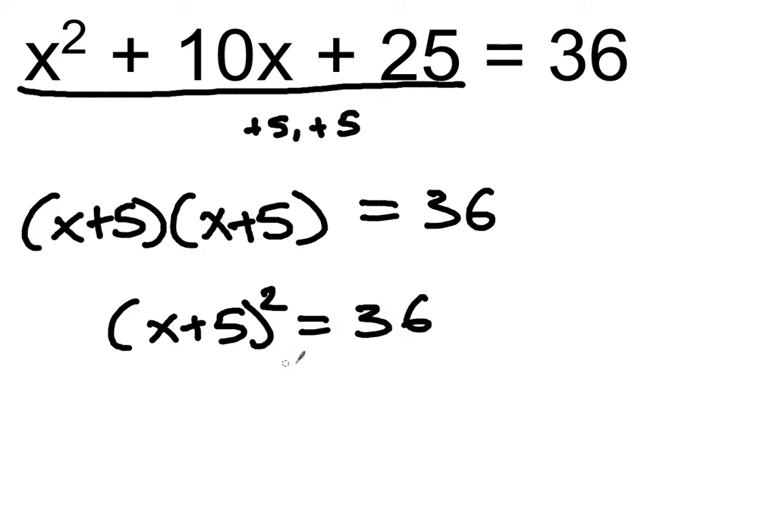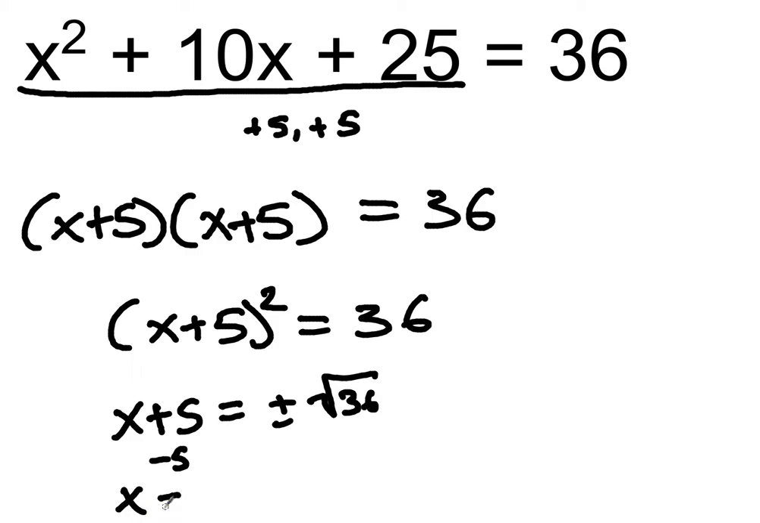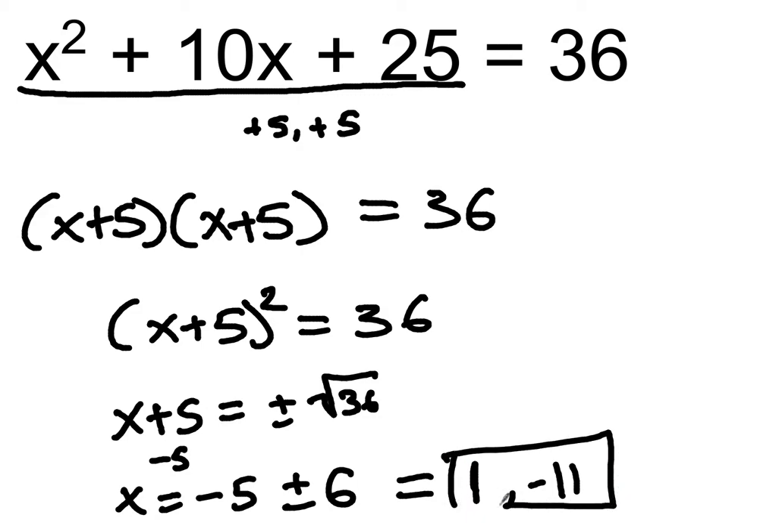The nice thing about writing it this way is I can take the square root of both sides now, and I'll get x plus 5 is equal to plus or minus the square root of 36. Now if I subtract 5 from both sides, I get x is equal to negative 5 plus or minus the square root of 36, which is 6. So here are my two solutions: negative 5 plus 6, which is equal to positive 1, and negative 5 minus 6, which is equal to negative 11.